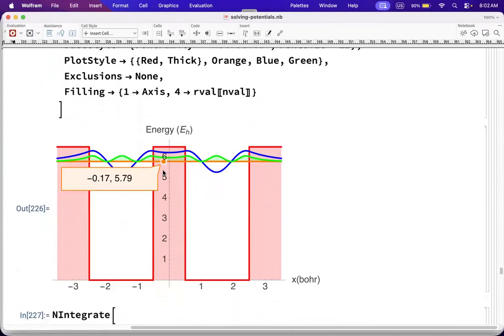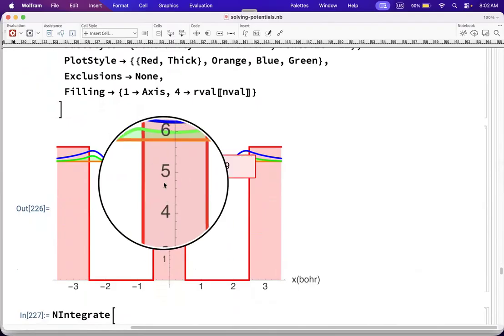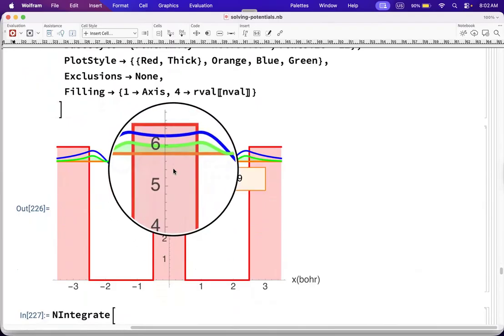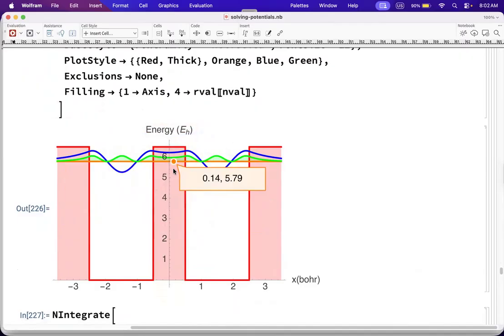It's bonding, you see? Can you notice the electronic density in the forbidden region? You see, it increases. The higher the energy, the more it increases.